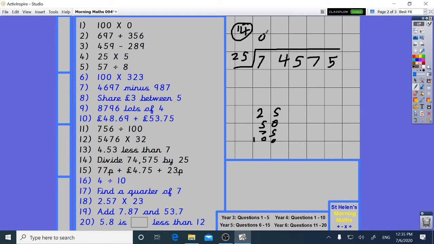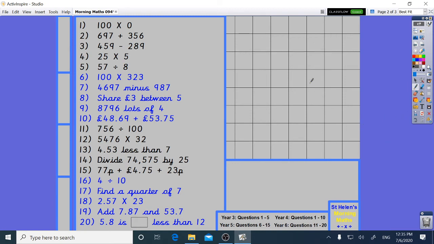So 25 does not go into 7, carry the 7. 25 into 74, 1, 2, 3 would be too many. 2, there's 24 left over. Looking at that number, 245, it's very close to 250, which would be 10 times 25. So I know there's only going to be 9 of them. 250 less 25 becomes 225. So I'm going to take away 225 from the 245, it leaves 20. 25 goes into 207 8 times, leaving 7, and then 3. So 2,983. Moving on to number 15.